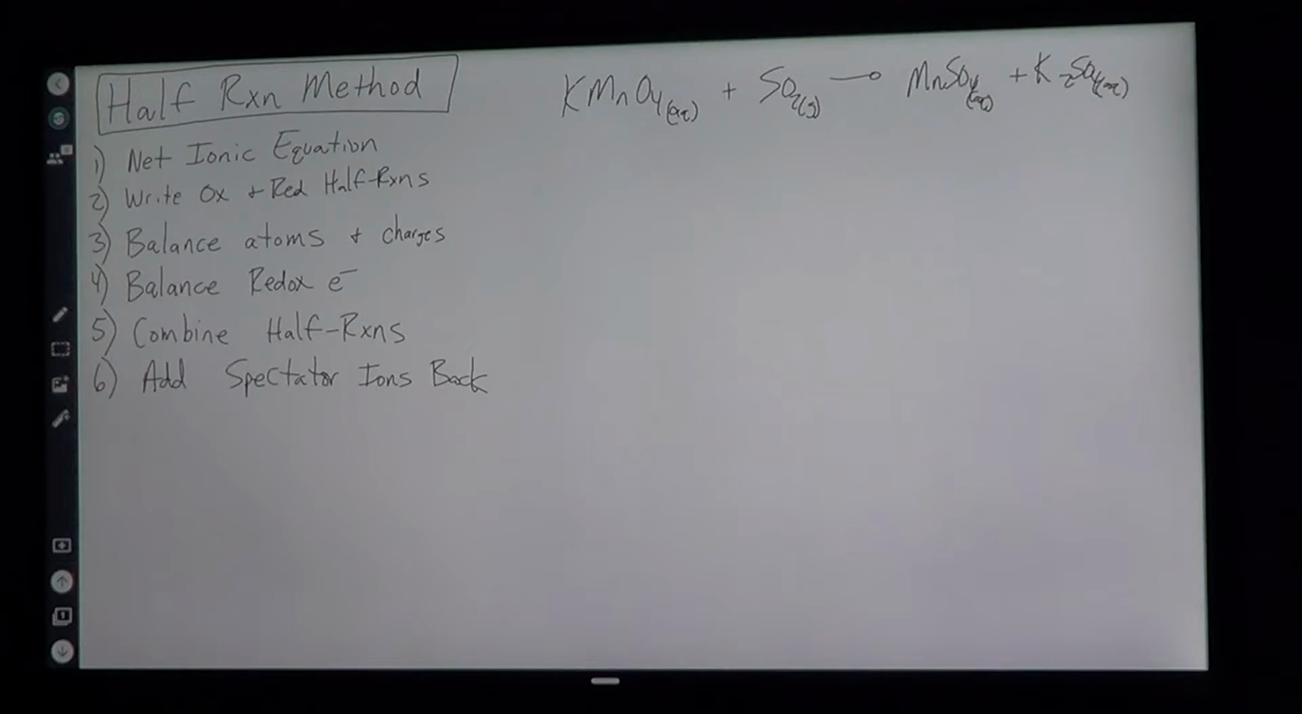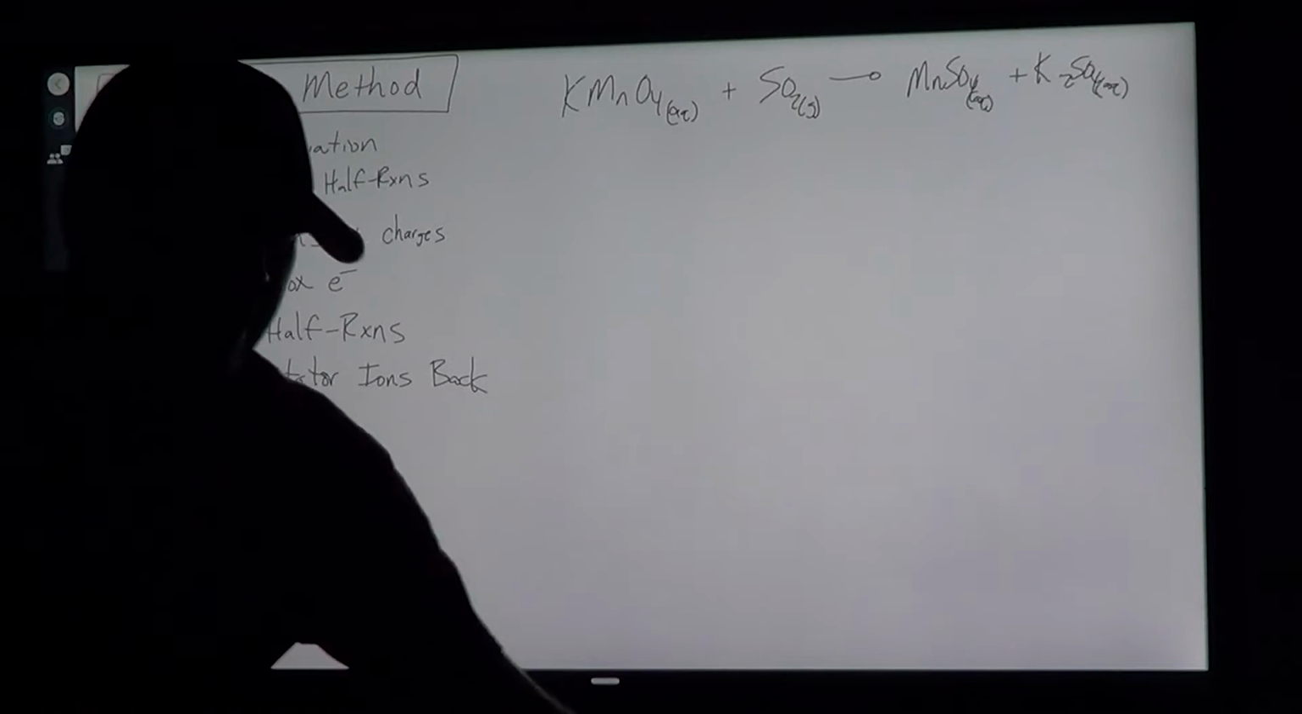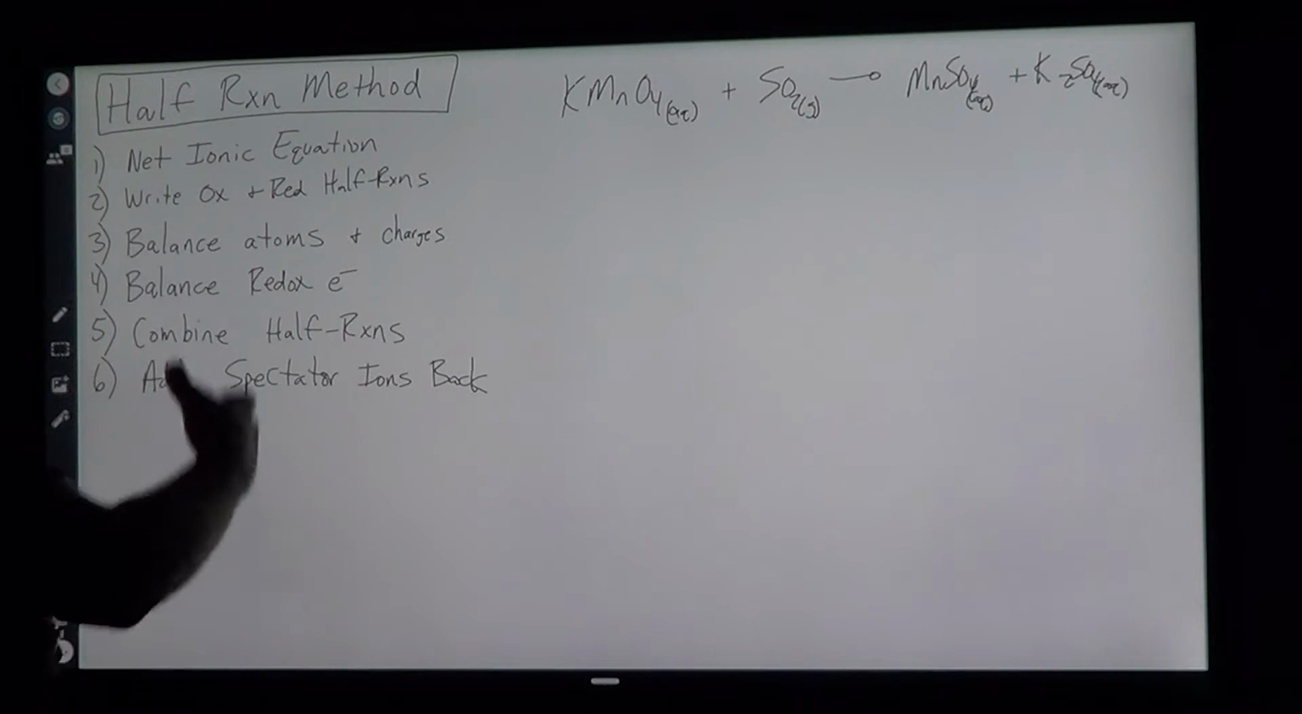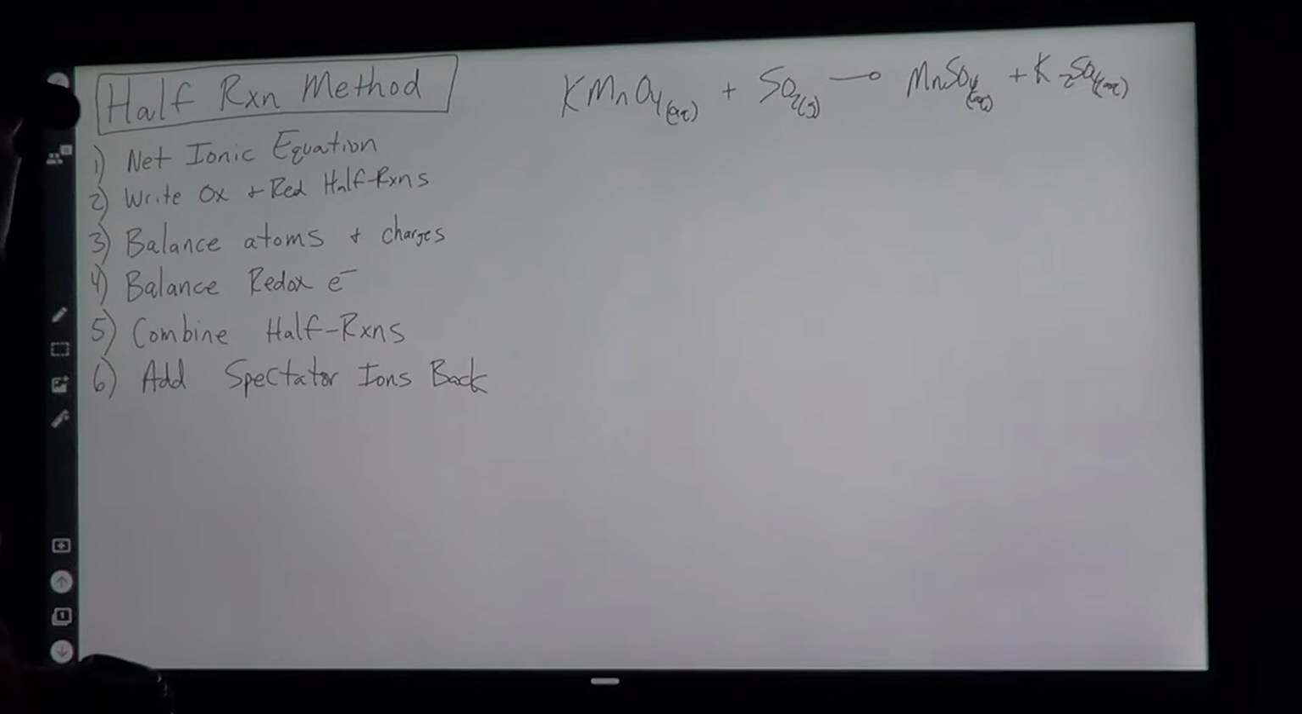Alright, the final section in chapter 20 is how to balance redox reactions using the half reaction method. So the last time we went through the oxidation number change method, which works a lot of the time, but there are some of them where the fastest, simplest way is the half reaction method. So I rewrote the rules in your book again. I shortened them, condensed them so they're easier to remember.